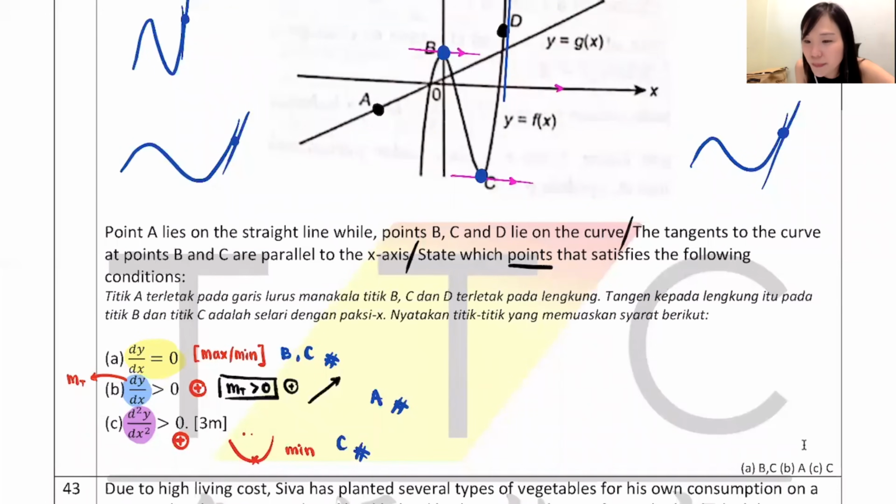Teacher, what about d2y/dx² equals 0? Oh, don't have 0. I never see that before. I don't think they have it. Because if d2y/dx² equals 0, that means they are not even a maximum point, not even a minimum point. Guys, I go on now. 5, 4, 3, 2, 1, done.